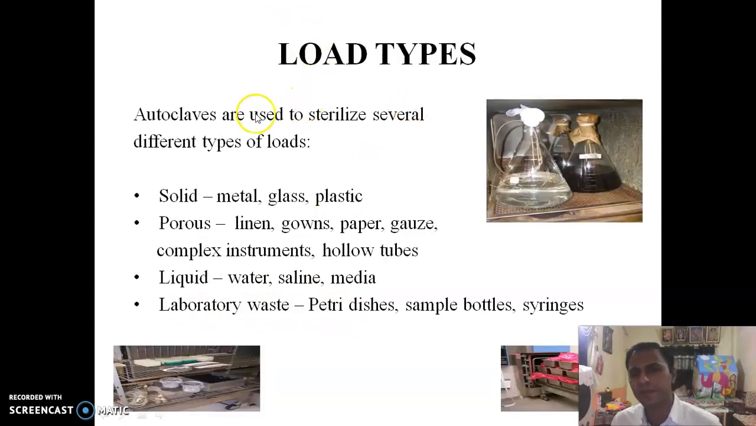Load types and various samples which we are placing in sterilization. That is, autoclaves are used to sterilize several different types of loads, different materials. You can see in the slides: solid, metal, glass, plastic; porous materials, linen, gowns, paper, gauze; complex instruments, hollow tubes; liquids, water, saline, various media; laboratory waste, petri dishes, sample bottles, syringes.